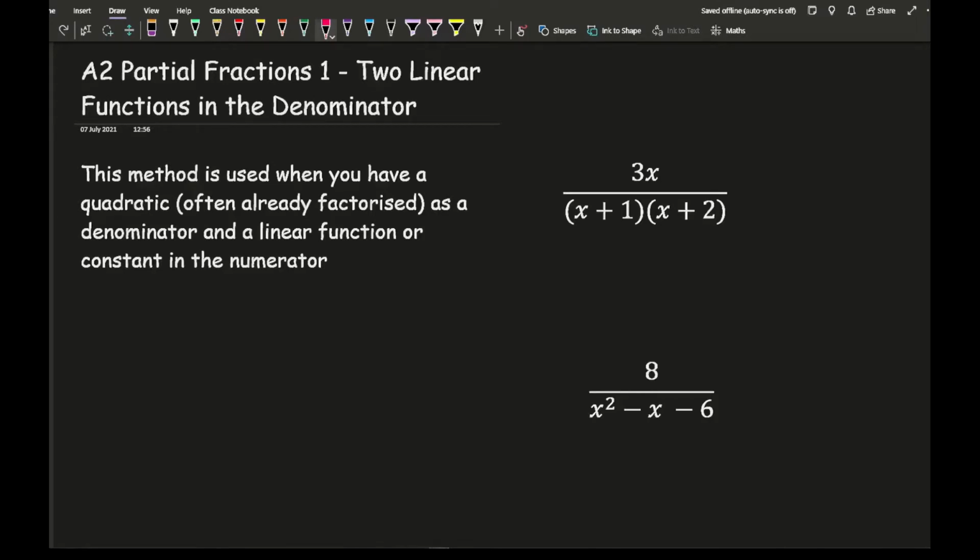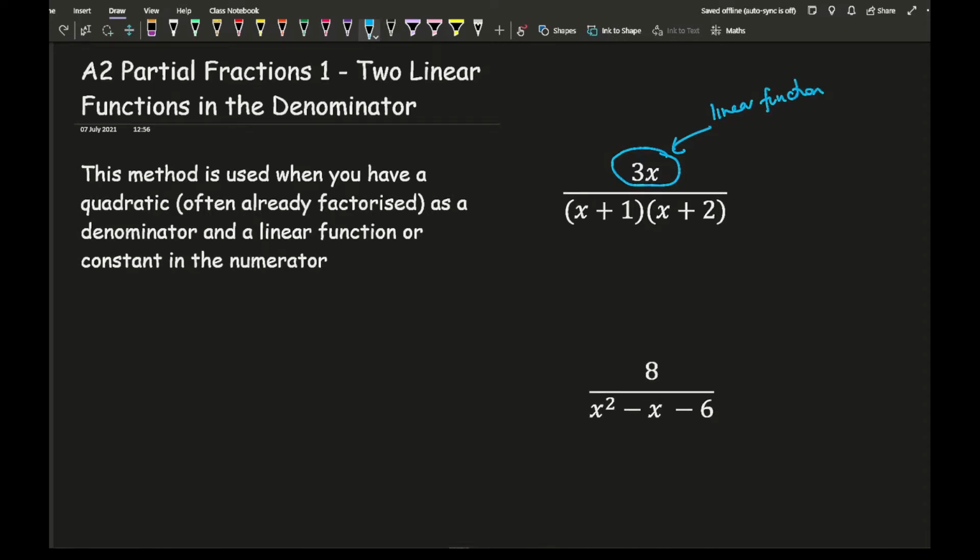So continuing from the introduction, this method is used when you have a quadratic, which is often already factorised, as a denominator and a linear function or a constant in the numerator. So in these two examples you can see on the screen, here we've got a linear function, so we've got something in terms of x. So this is our linear function.